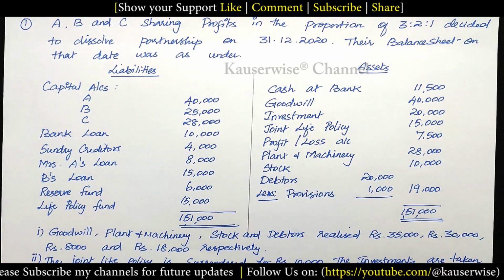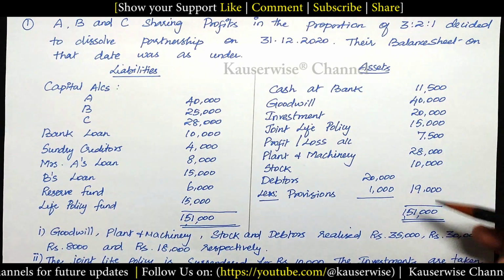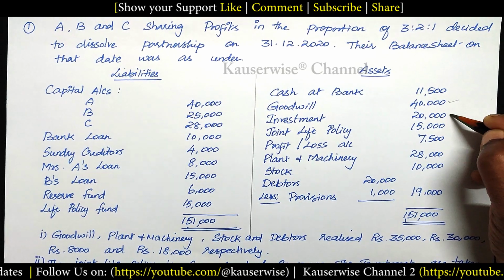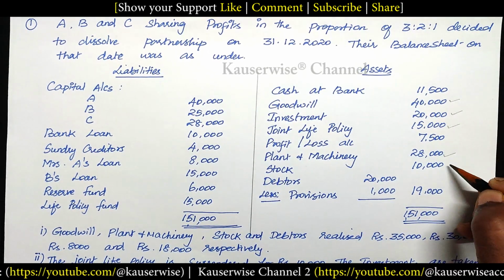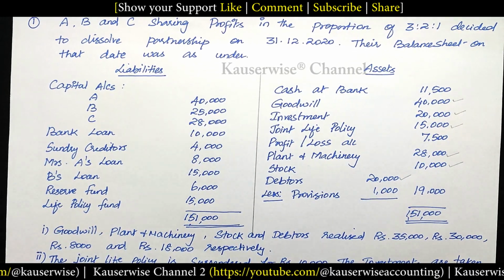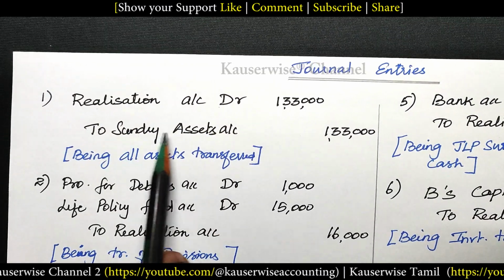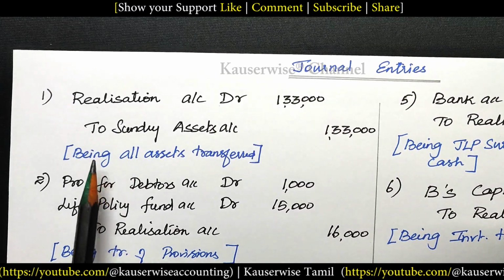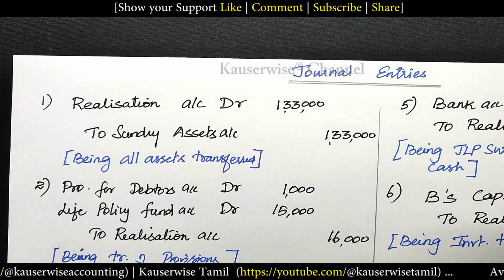So journal entry: realization account debit to all assets. What are the assets we need to transfer according to this problem? Goodwill, investment, joint life policy, plant and machinery, stock and debtors. Now see the entry. Realization account debit to sundry assets, the group of assets total 1,33,000, being all assets transferred. Okay, now see the problem.